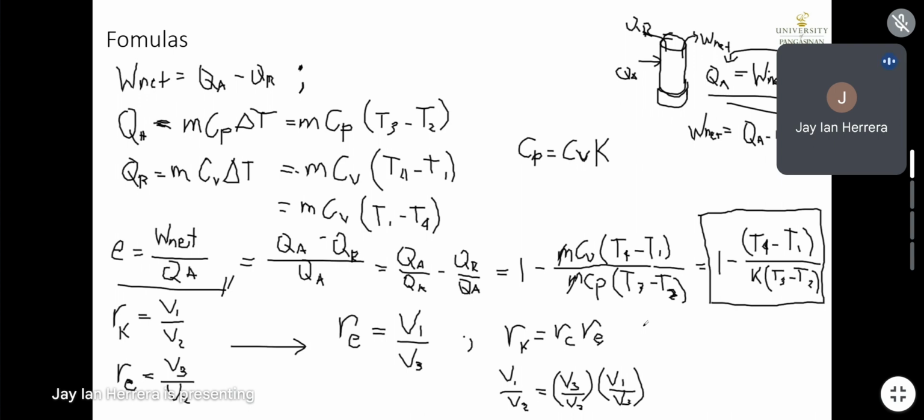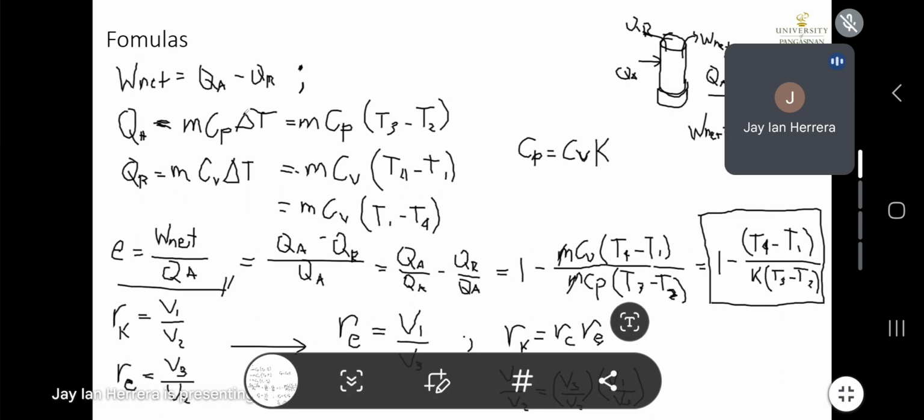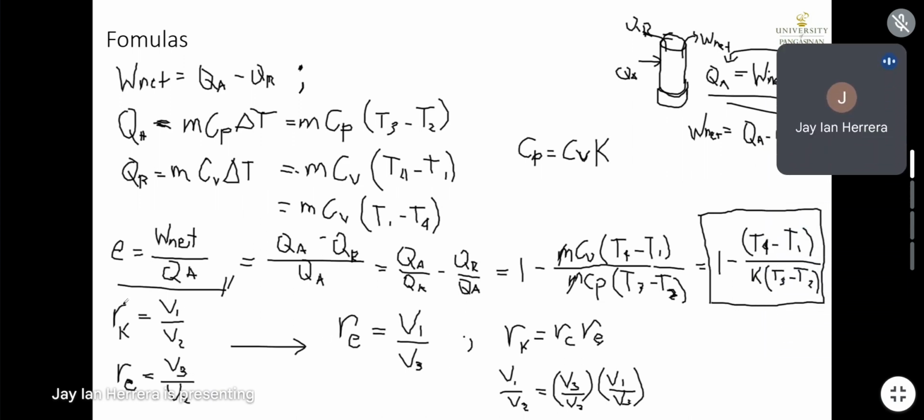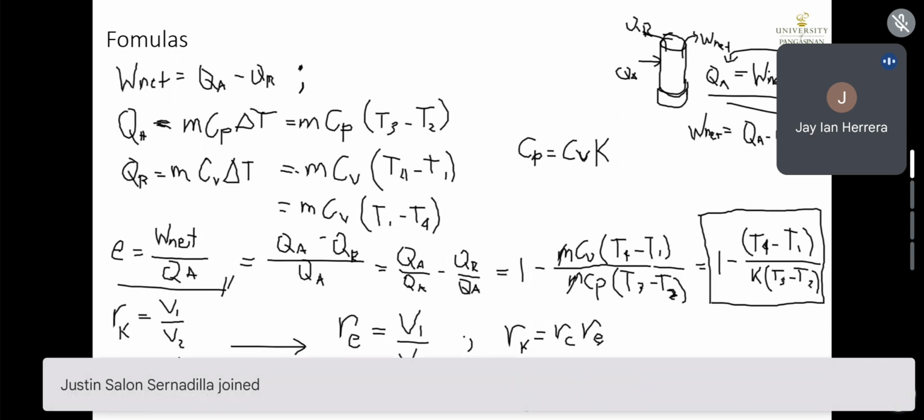So, please screenshot the formulas. The important formulas are work net, QA and QR, efficiency of course, and then the compression ratios or ratios of volumes. So later, maybe after lunch or after machine shop, I will be sending the assignment or take-home quiz, technically a take-home quiz, in the GCR or in the Messenger GC.